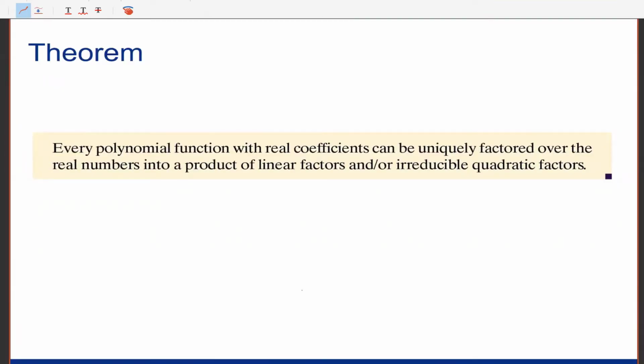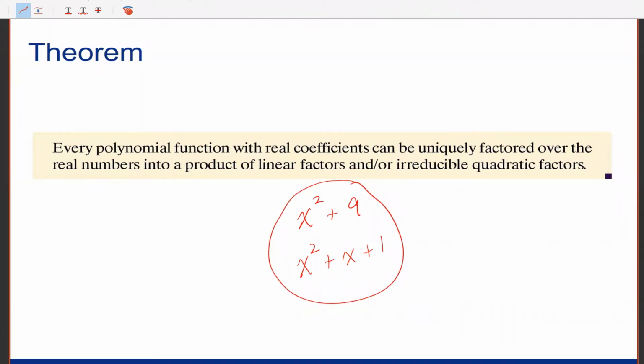Another theorem says that every polynomial function with real coefficients can be uniquely factored over the real numbers into a product of linear factors and or irreducible quadratic factors. When we're talking about irreducible quadratic factors, we're talking about things like x squared plus 9 or x squared plus x plus 1. These are quadratic expressions that you cannot factor over the real numbers.